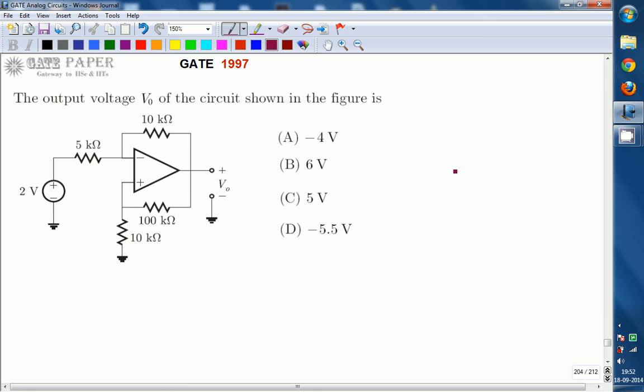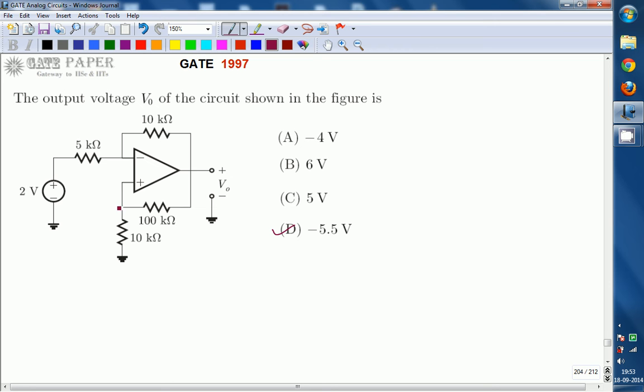Hello, we are discussing the GATE 1997 ECE paper, and this question is related to analog circuits. Look at the diagram given. Find the output voltage V0 for the given circuit. There are four options given. The right option for this question is D, minus 5.5 volts. Okay, we will see how to solve this problem.